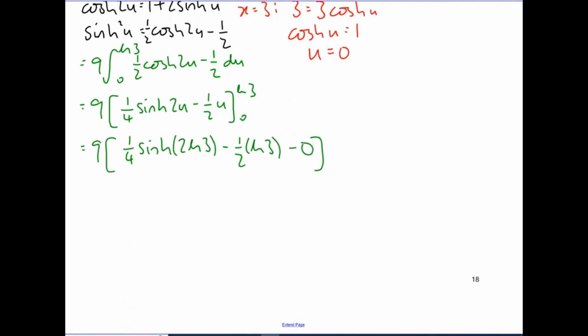If you sub 0 into this, you will get 0. So sinh of 0 is 0, and obviously subbing it into u gives you 0. A quarter sinh of 2 ln 3 you can do in your calculator. That will be 10/9 minus a half ln 3, and then just expand it out with the 9 to be 10 minus 9/2 ln 3.